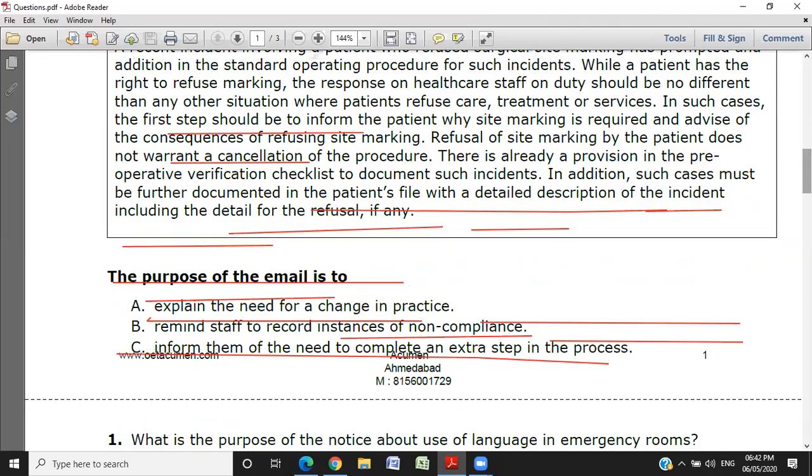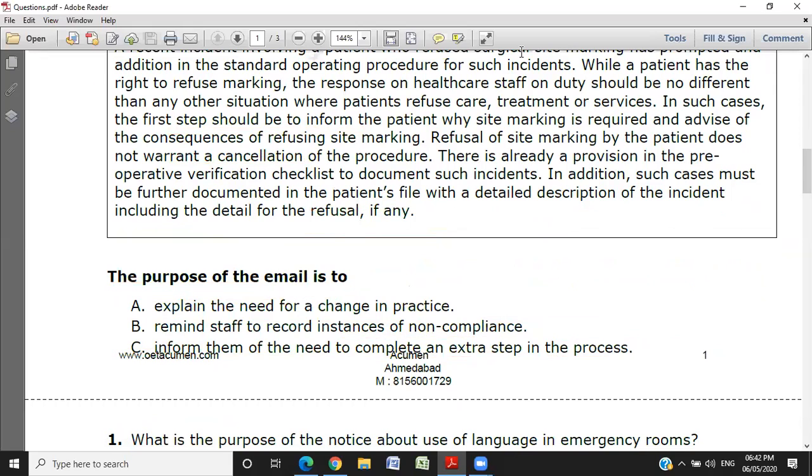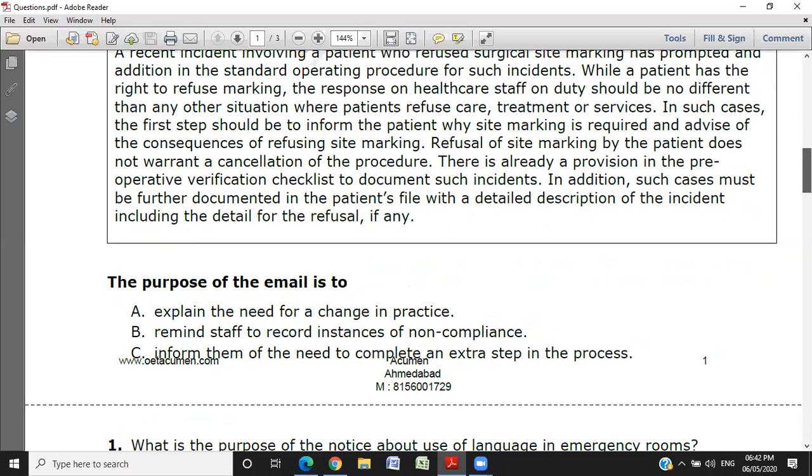Now let us look at the answer choices, and this I'm sure will be very easy for you to pick up if you have understood the concept correctly. Again, when you are dealing with purpose questions, as I told you, pay attention to the verb: explain, remind, inform. Now, remind means the procedure was already there, but staff didn't follow. So in that situation, it can be a reminder. But here they have said that they have added a few more steps. So this is not a reminder for sure.